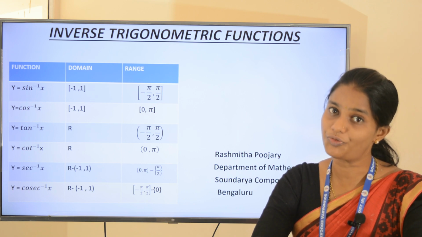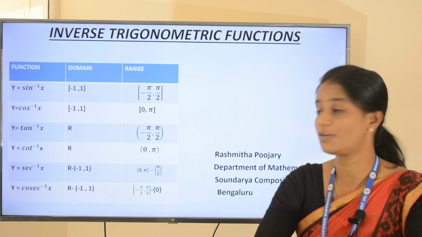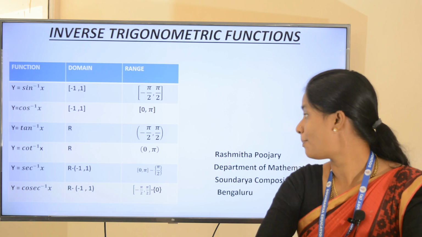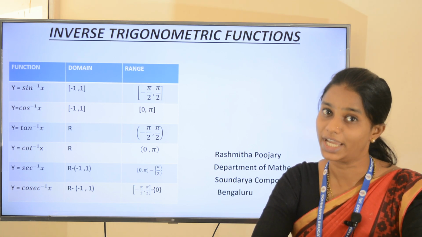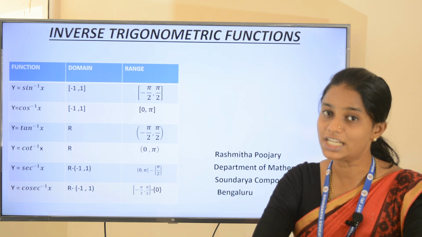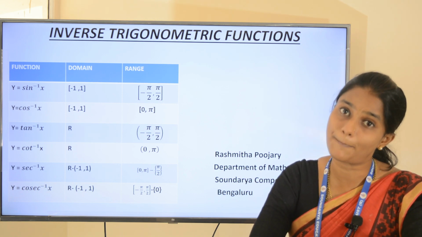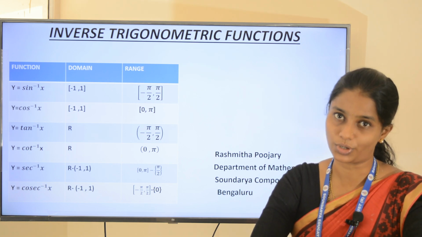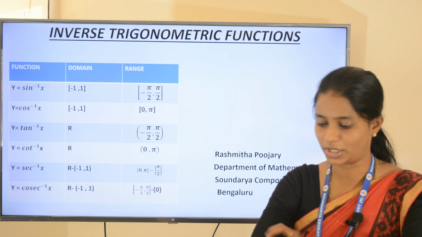Then secant inverse x, its range or principal value branch is the closed interval 0 comma pi minus the set containing pi by 2. We are going to exclude the angle pi by 2 in secant inverse x. Last one is cosecant inverse x, its principal value branch is the closed interval minus pi by 2 comma pi by 2 excluding the set containing 0. Okay, these are the principal value branches of the 6 inverse trigonometric functions.